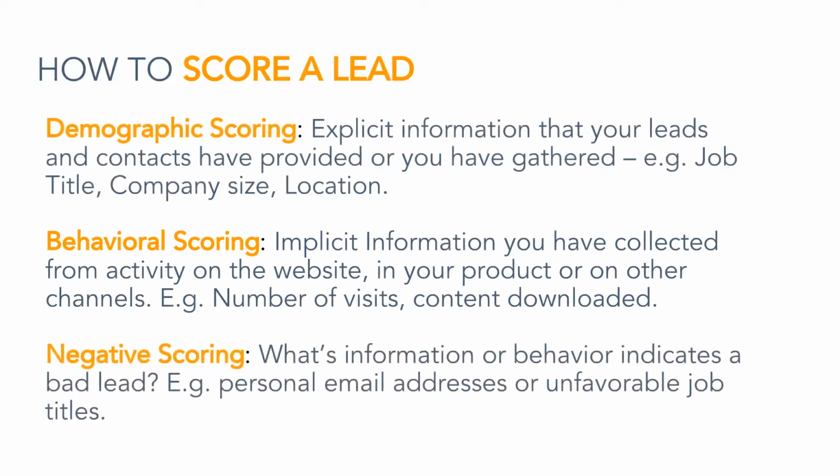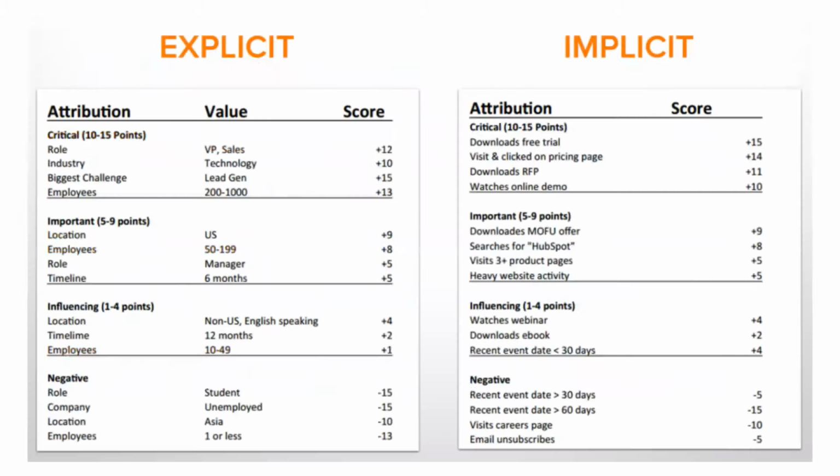And we also have negative scoring. What this means is what information or behavior indicates when someone is actually a bad lead. For example, if someone downloads a content offer with a personal email address, or maybe their job title is too junior, so they're not going to be able to make that buying decision, or they're from an industry you don't sell to.